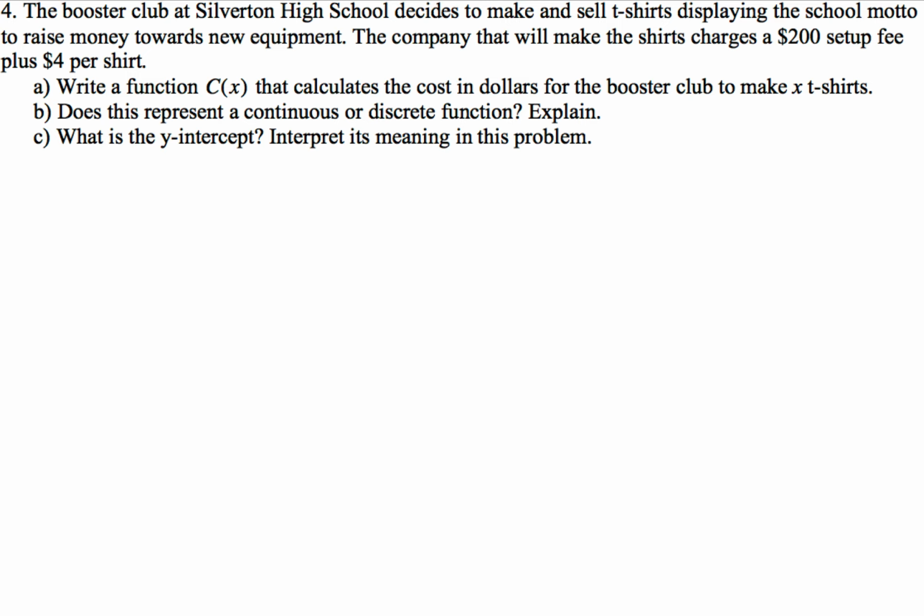A, write the function C of x that calculates the cost in dollars for the Booster Club to make x t-shirts. Now, in order to write this equation, we need to find slope and intercept. Slope tells you how much, in this case, the cost is going to change for each shirt. And for that, the slope is going to be $4 per shirt. So it's going to add $4 for every one shirt.